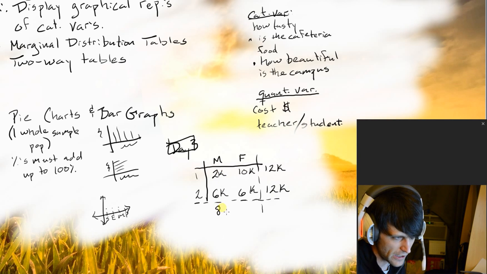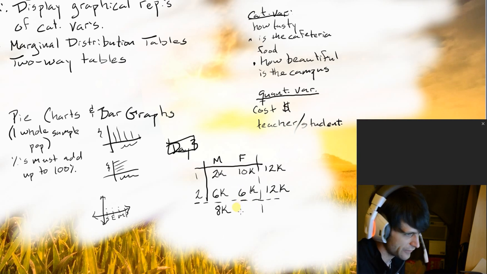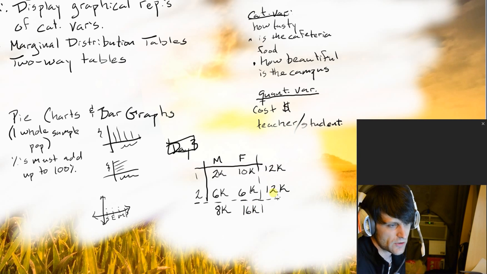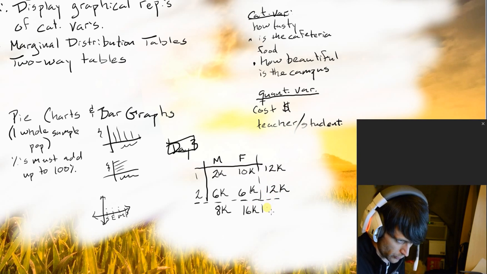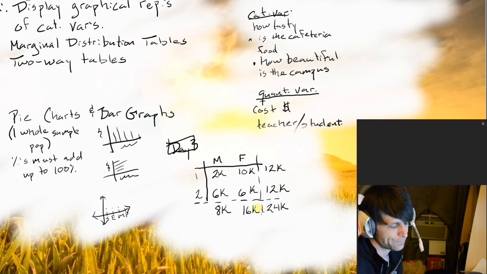We'll find out that we had 8,000. And how many females went to both concerts? We have 16,000. And so when you get your margins, both the right margin and the bottom margin, when you add them up, you should find that they add up to the same number. 12 and 12 make 24. And 8 and 16 also make 24.